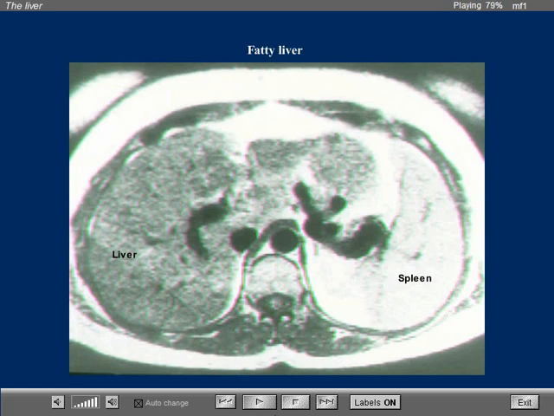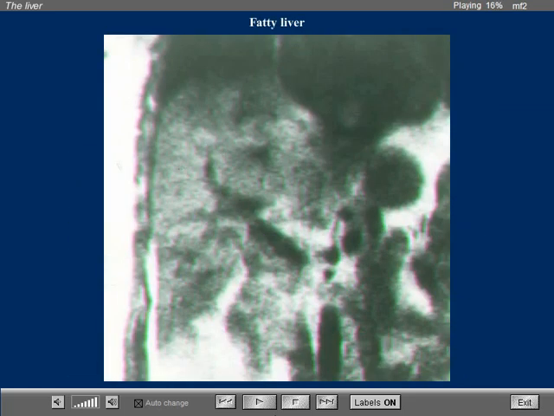And remember that fatty metamorphosis can affect the liver diffusely or focally. And the focal involvement can be localized or affect multiple areas of the liver. In this coronal image, we can also observe the fatty liver.